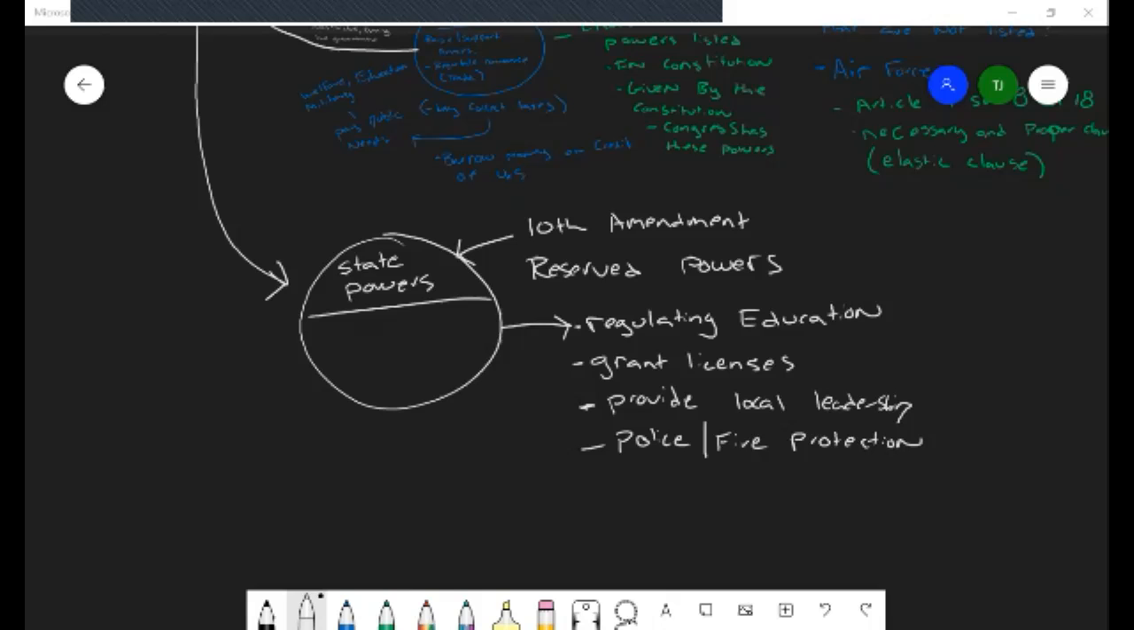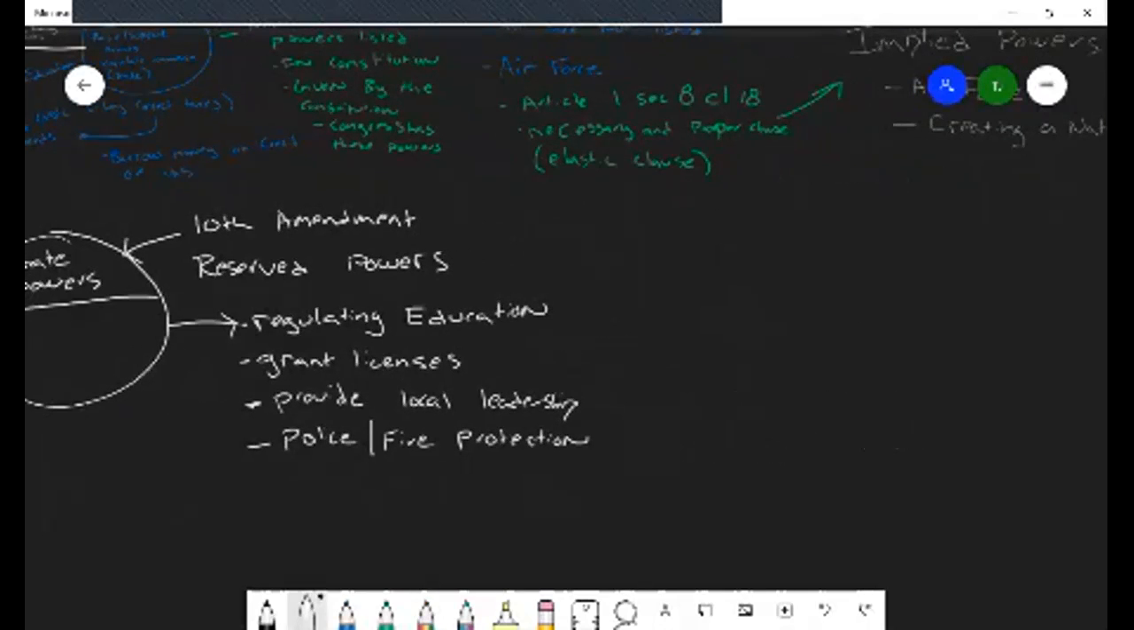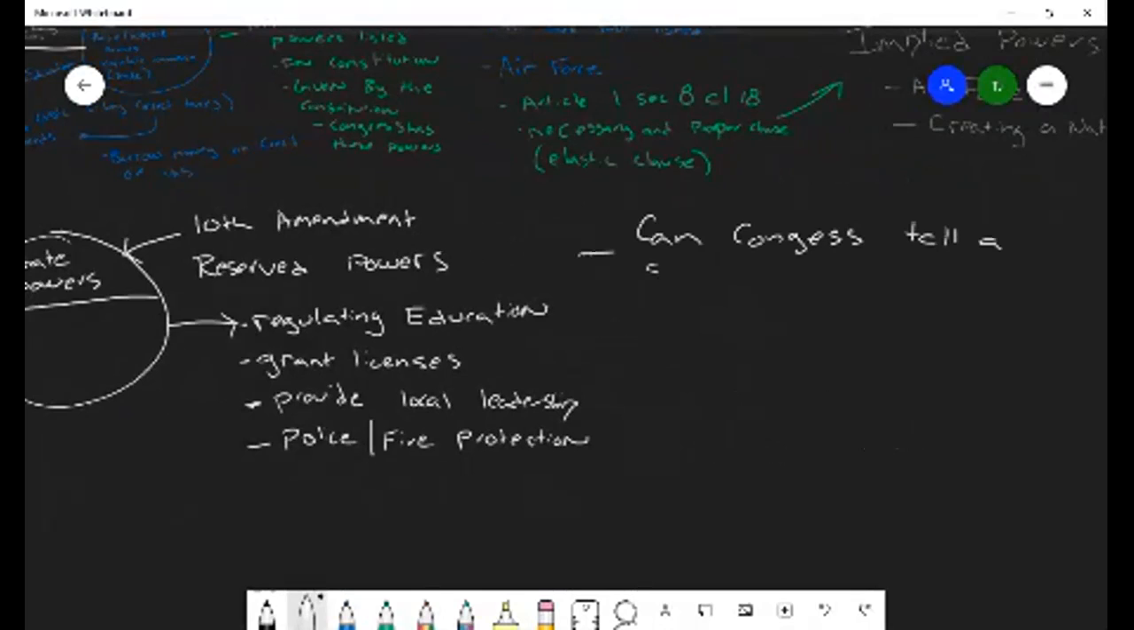So, the question I have for you guys is, can Congress tell a state what to do? Can we pass a federal law? Is federal law more important than state law? Are federal laws more important than state laws?